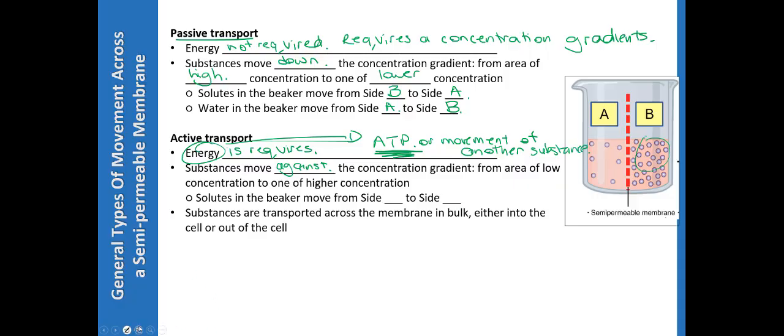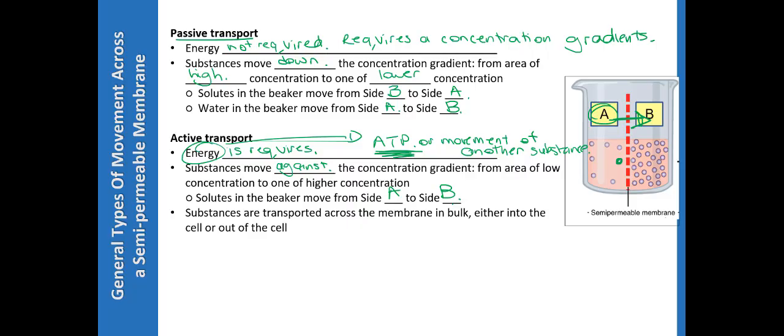So again, if you look at the same beaker, if we want to demonstrate what active transport looks like in this beaker, if we want to actively move the solutes against the concentration gradient, then what we will do is move the solutes in the beaker from side A to side B, right?